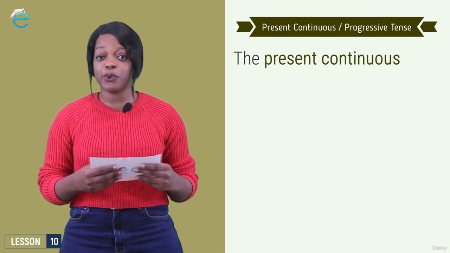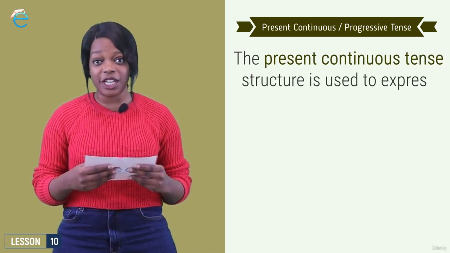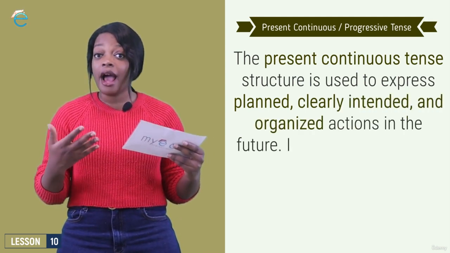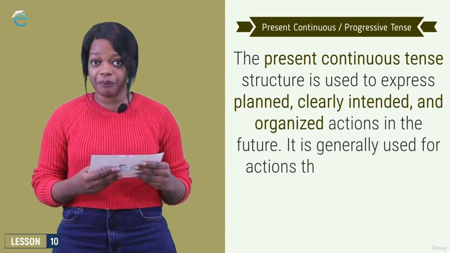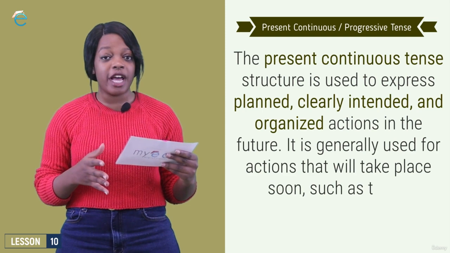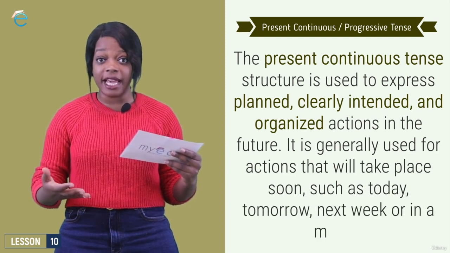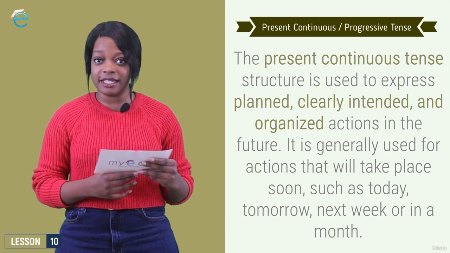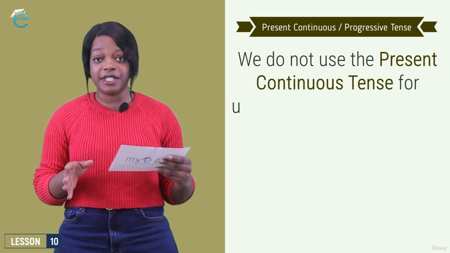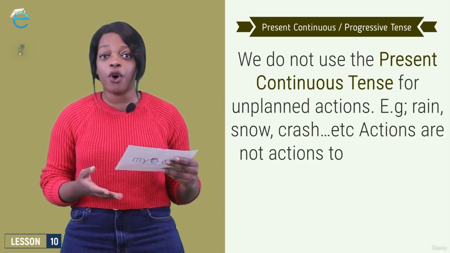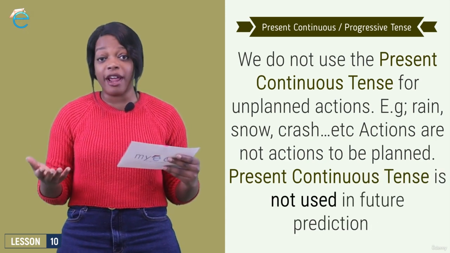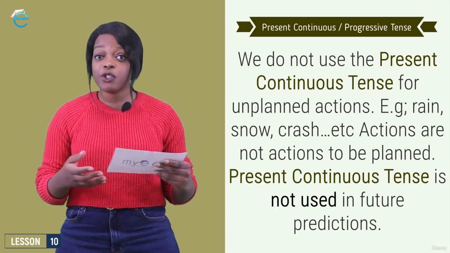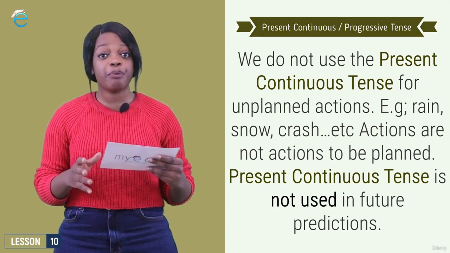So, from these examples, we can see we use present continuous tense to express planned, clearly intended actions that are going to happen in the future. These actions are usually going to happen soon, so later today, tomorrow, in a time frame that is going to be recent. We do not use present continuous for unplanned or unintended actions, like rain or snow or things that cannot be controlled. We don't use the present continuous for future predictions as well.